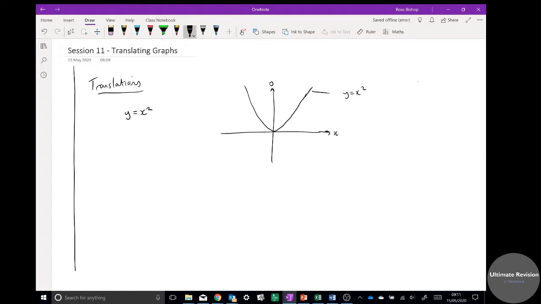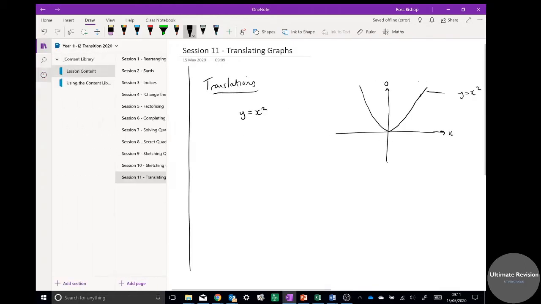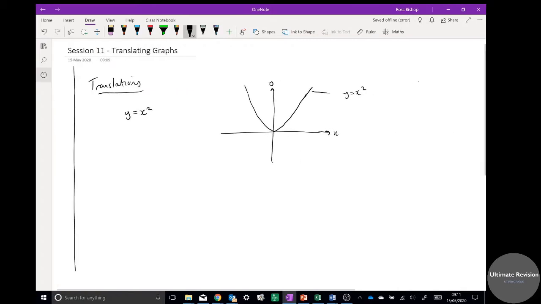Now if we have that as our set graph, and I was to draw y equals x squared plus 2, what will happen to that graph? It will just shift up 2 spaces. That'll be y equals x squared plus 2. All the coordinates of the graph on the y just go up 2 spaces. So that's our red graph.